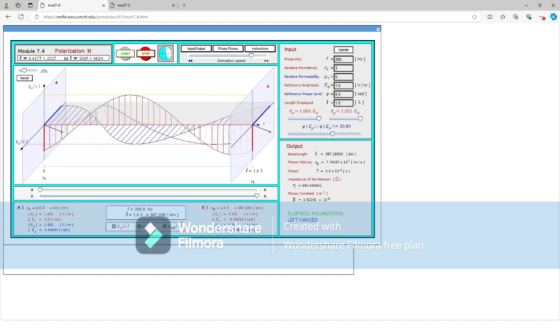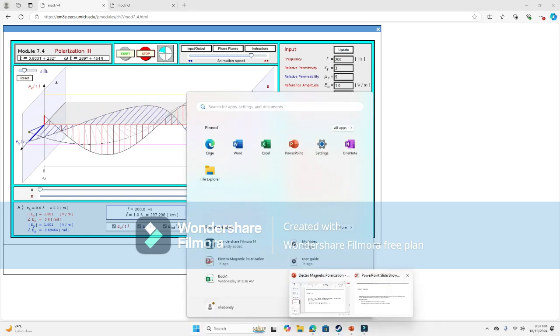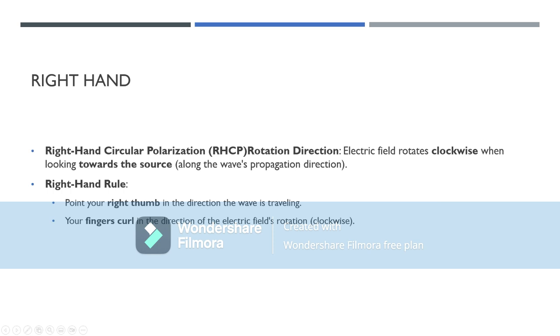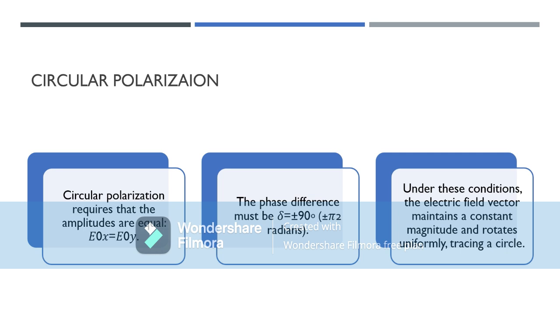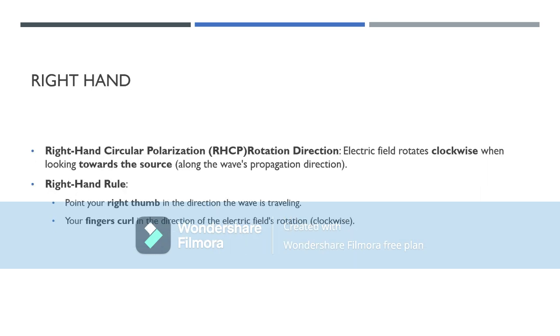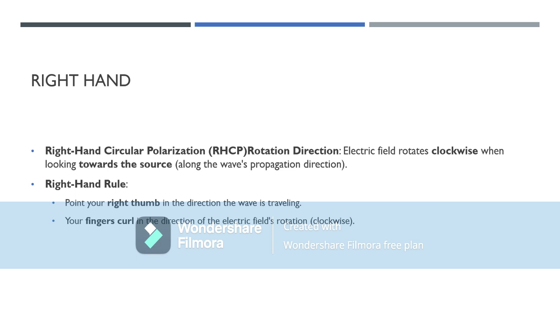Going into a little bit more detail, we can look at the right-hand or left-hand polarization for the circular polarization. The right-hand polarization is basically the direction of rotation of the polarization, whether it is clockwise or counterclockwise, and it is going to depend on the phase difference, if it's positive or negative. Of course, all of this is based on you looking towards the source along the wave's propagation direction.